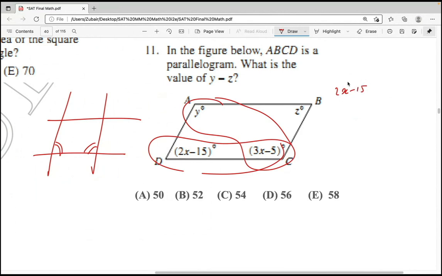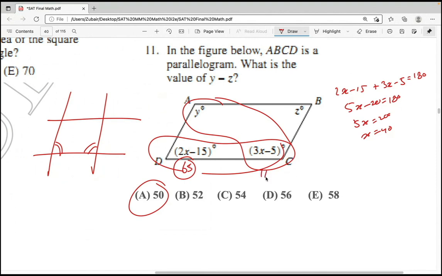Okay, let me quickly do it. I'm doing it mentally. 2x minus 15 plus 3x minus 5 is equal to 180. So that's 5x minus 20 equals 180. 5x equals 200. x is equal to 40. Now 2 into 40 is 80, 80 minus 15 is 65. And on the other side, 3 into 40 minus 5 is 115.